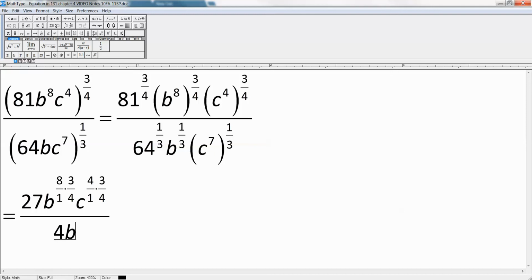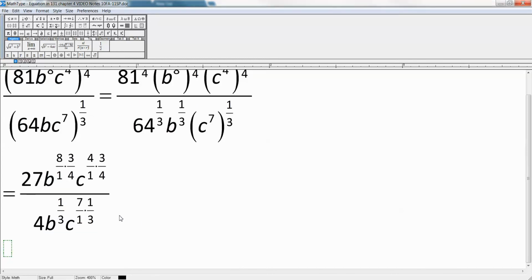B to the 1/3, not hard. And then c to the 7 over 1 times 1/3. What a mess. All right. Well, let's simplify it down.